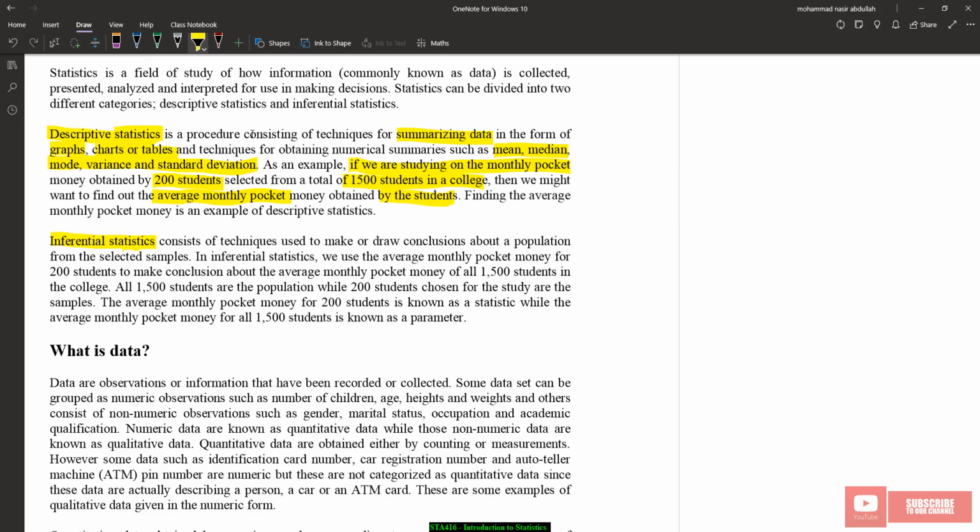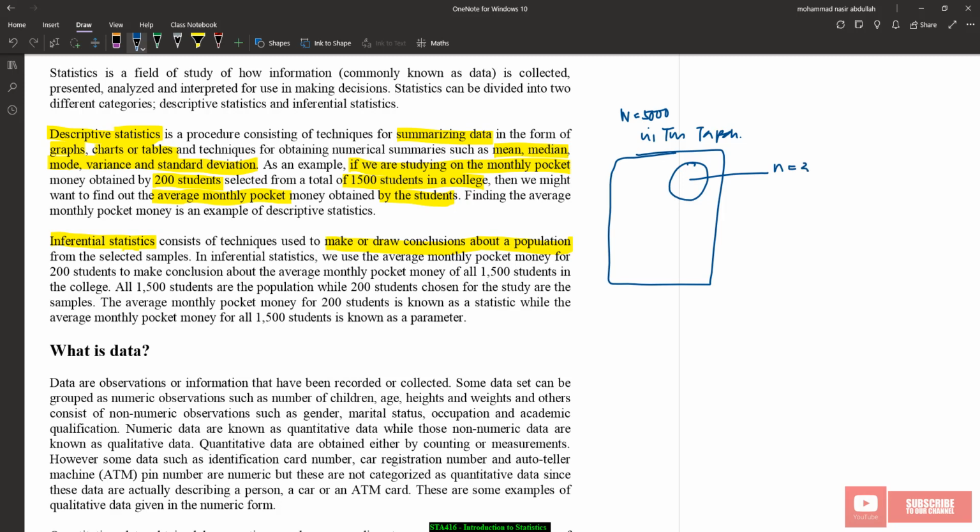So in contrast, inferential statistics is to draw conclusions about the population. So nampak tak dekat sini kita ada dua term. We have population, we have sample, right? So if you are collecting data from a sample, you want to infer back to the population. Let's say I have a group of students in UITM Tapa. So I have a total of, let's say, 5,000 students. So I take a sample, let's say n equal to 300.